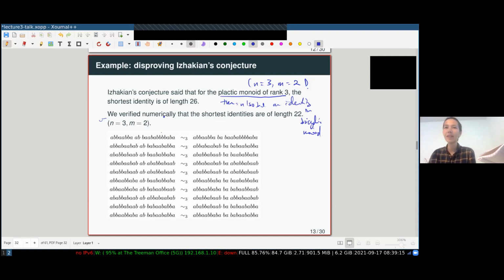Okay. So just by exhaustive enumeration, we found that the shortest length is not 26, it's actually 22. And here is a bunch of these identities. Manually checking this would be really terrible. The way that we wrote it, you can see the beginning and the end parts of the words are the same.